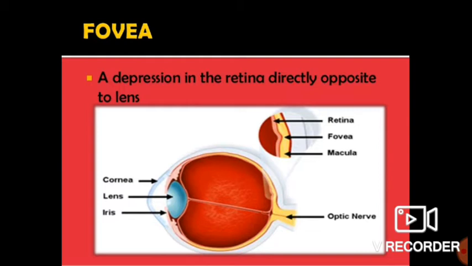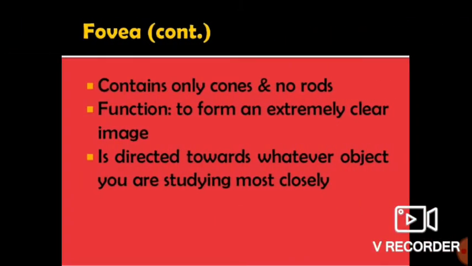Next is fovea, a depression in the retina directly opposite the lens. And image is also included in this slide. Fovea contains only cones and no rods. Function: to form an extremely clear image. It is directed towards whatever object you are studying most closely.